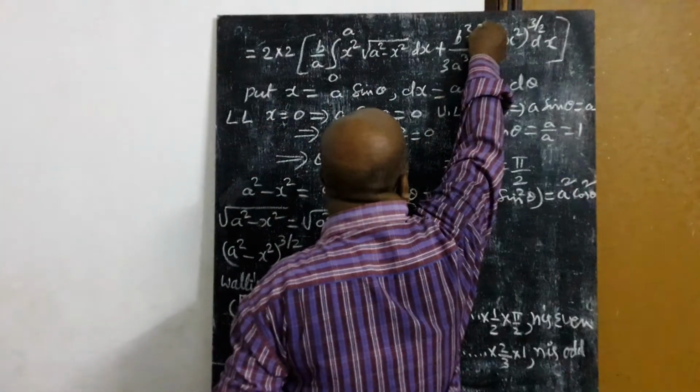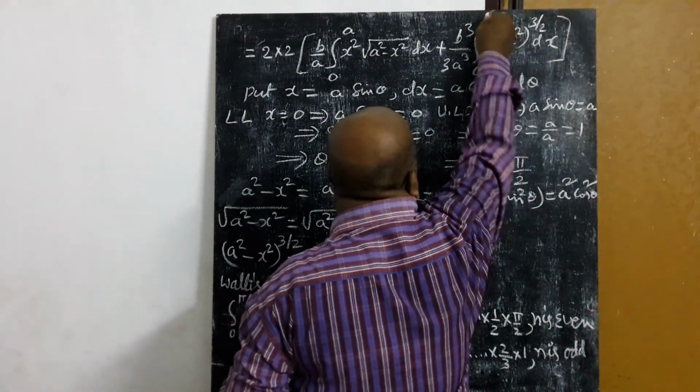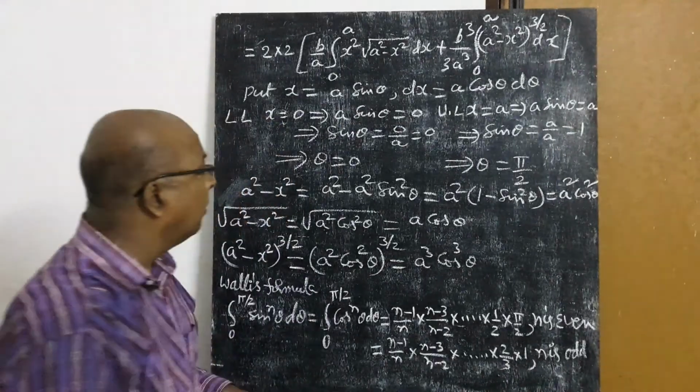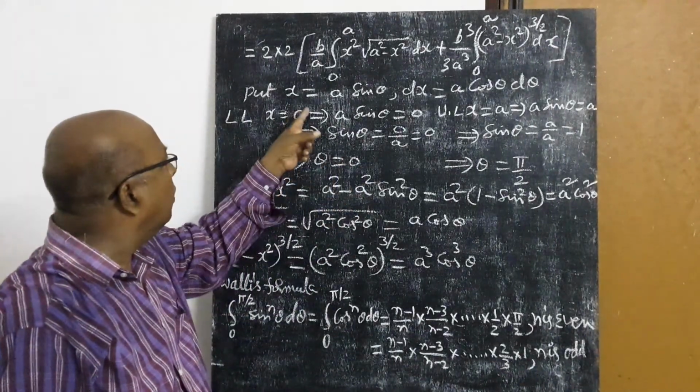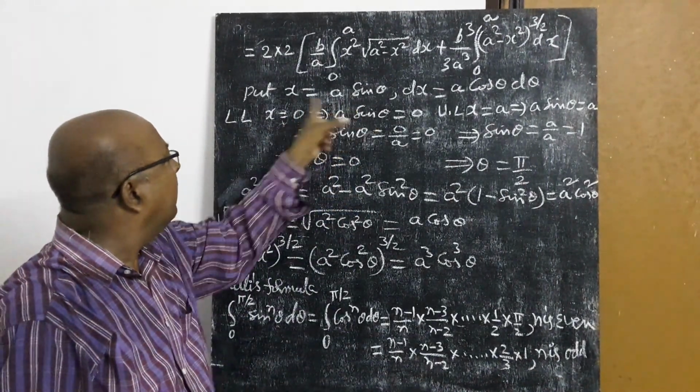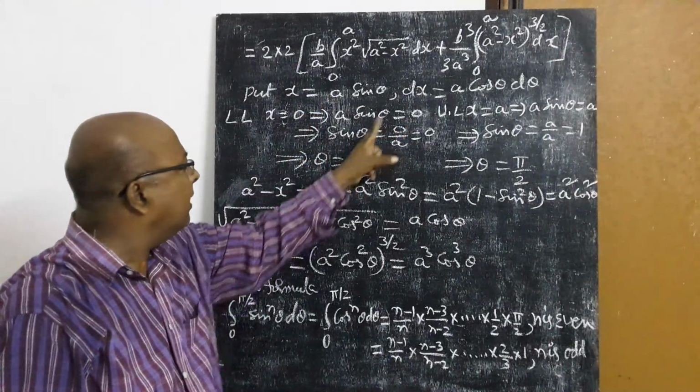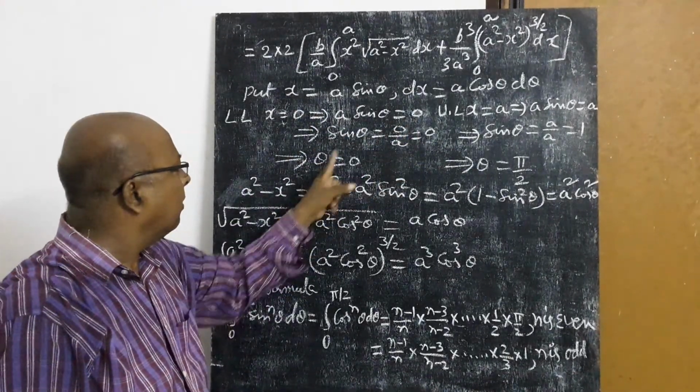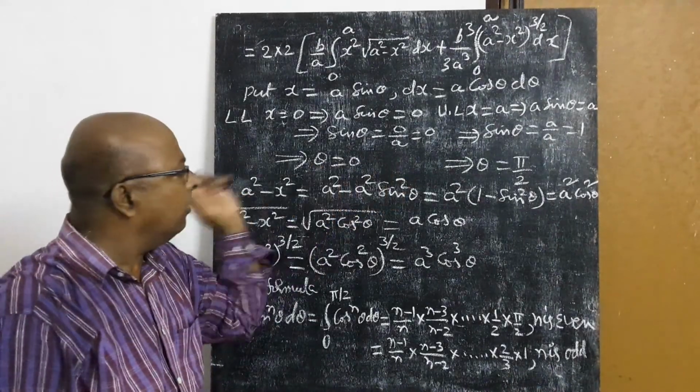Right here. The lower limit: x is equal to 0. So a sin theta is equal to x, which is 0. Sin theta is 0 by a, which is 0. So sin theta is 0, which means theta is equal to 0.